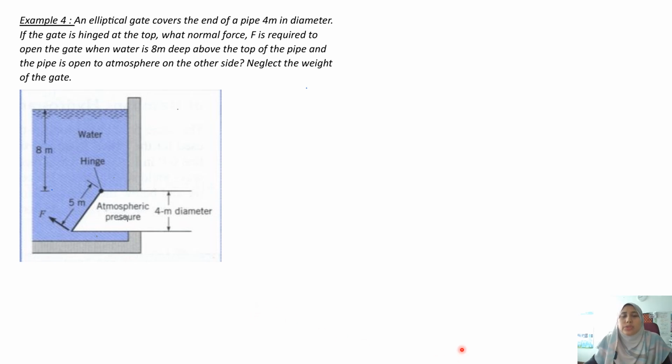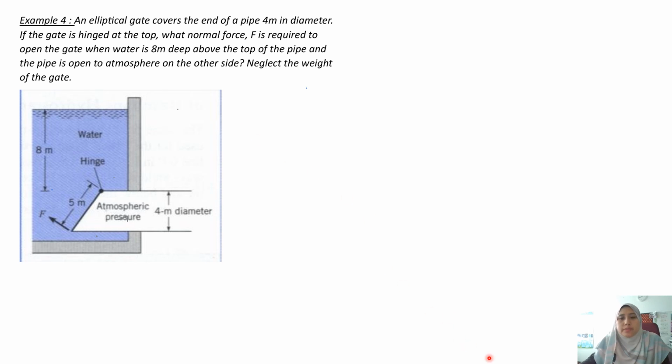Hi everyone. So in today's lecture, we have done two examples, however, in one of the examples, we haven't finished writing the solution. So I'm going to redo the solution for this example.